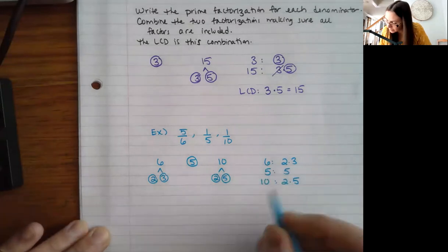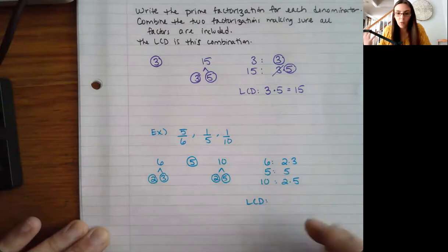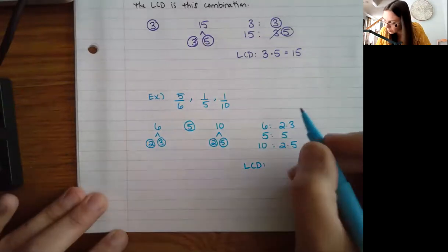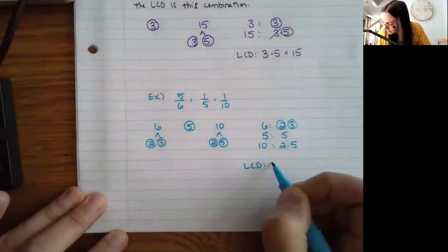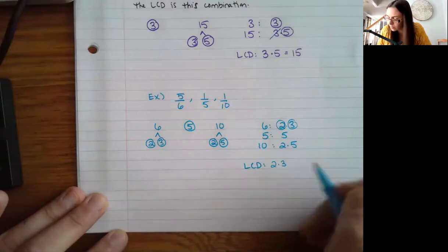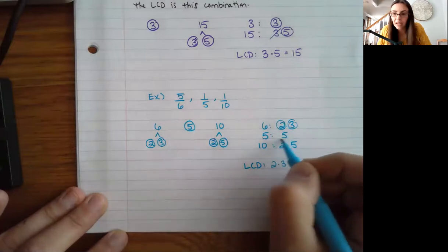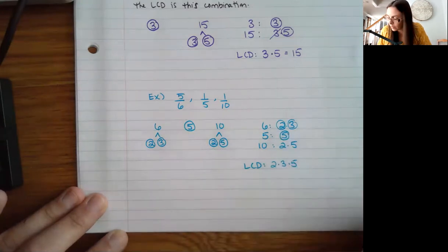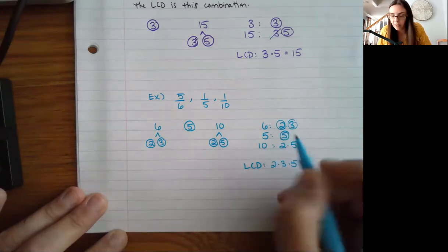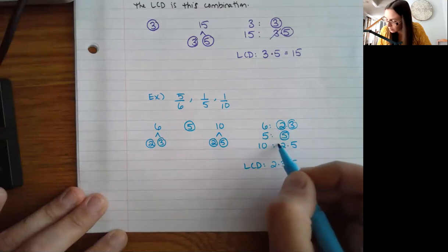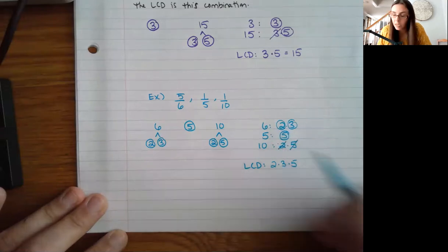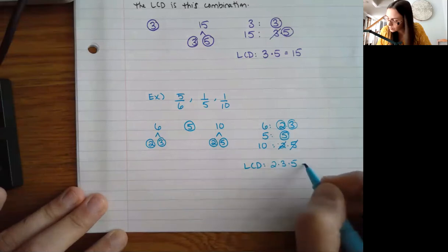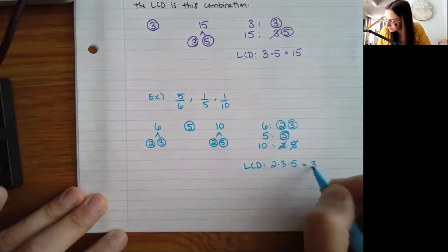So for your LCD, again, how I like to do it is I'll just take the whole first one. So I'll take the 2 and I'll take the 3. Then I look at the next one. Well, this one's a 5. I don't have a 5 included yet, so I'm going to take the 5. And then I go to the next one. I have a 2 and a 5 here. Well, I already have a 2. I don't need another one. And I already have a 5. I don't need another one. So my LCD here is 2 times 3 times 5. So that's 6 times 5, which is 30.